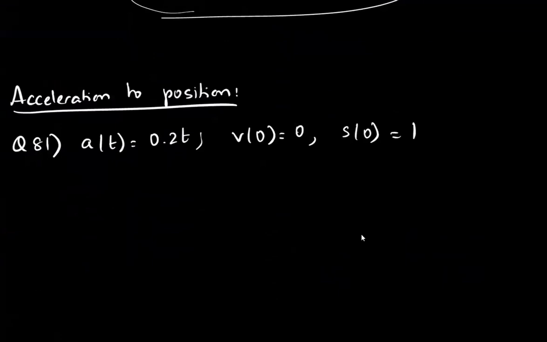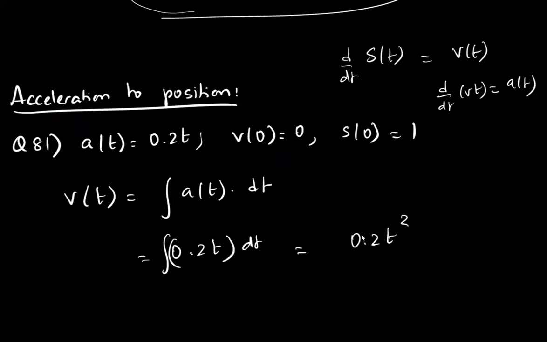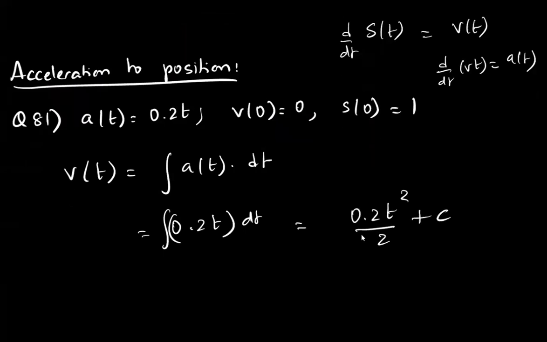Now acceleration to position. So remember that when you go this way, if you have position function, velocity function, acceleration function, right? So the derivative of position gives you velocity. The derivative of velocity gives you acceleration. Now, when you're working backwards, velocity function is retrieved by taking the integral of the acceleration. So if you take the antiderivatives of 0.2t, you will get 0.2 t squared over 2 plus c. This is your velocity function.